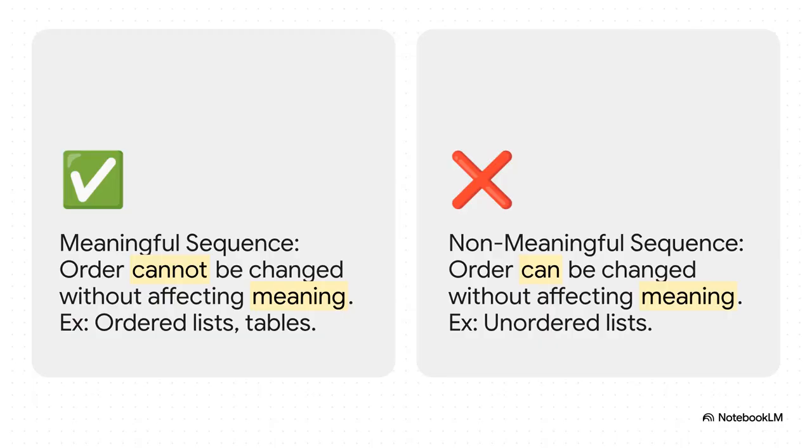Now, here's a really important catch. Not all sequences are meaningful. Think about a recipe. You absolutely have to measure the ingredients before you mix them. The order is critical. That's a meaningful sequence. On the other hand, imagine a news site. You've got the main article and then a sidebar with some related stories links. You can read those in any order you want, and it doesn't change the meaning of anything, right? That's a non-meaningful sequence. So this rule only kicks in when the order is absolutely essential.